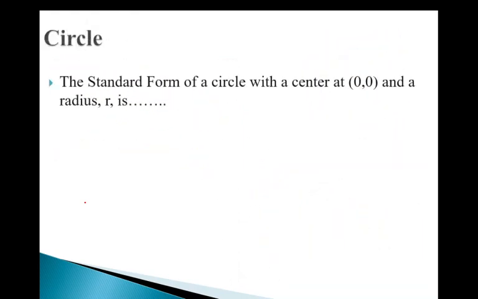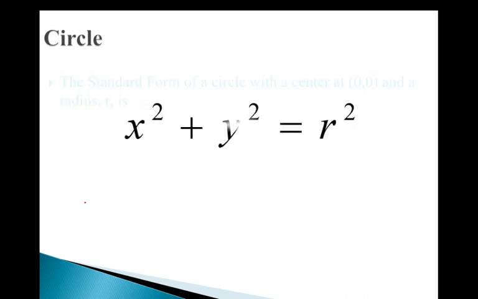Okay? So circles. Now, the equation of a circle is really, really simple. Okay? The standard form of a circle with a center at 0, 0, or the origin, and a radius of r is x squared plus y squared equals r squared. Okay? We've seen this equation already when we dealt with the unit circle, because the unit circle equation is x squared plus y squared equals 1. Because the unit circle has a radius of 1, so hence x squared plus y squared equals 1.